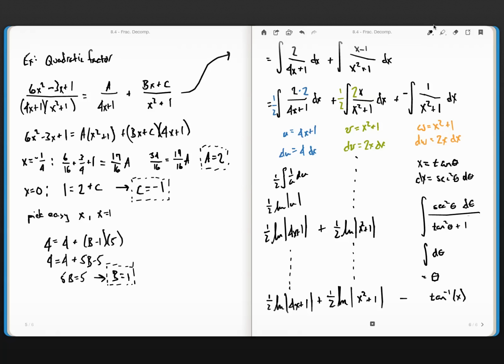Now this 1 over x squared plus 1 is going to show up a lot, and that's going to become a really useful integral. So you might as well commit this to memory: the integral of 1 over x squared plus 1 becomes arctangent. I know someone's going to call me on this, plus c, becomes the final master answer for our partial fraction decomposition.